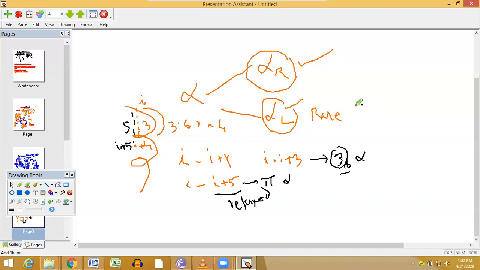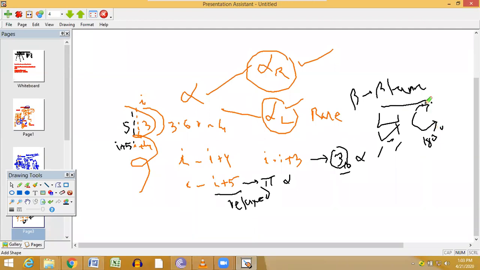Okay, one thing I have to say here, that is the beta turn. Beta turn means when a beta sheet is there like this, if it is turned about 180 degrees, from one strand to the other, then it is called a beta turn. Okay, so these are the primary notions of the protein structure.